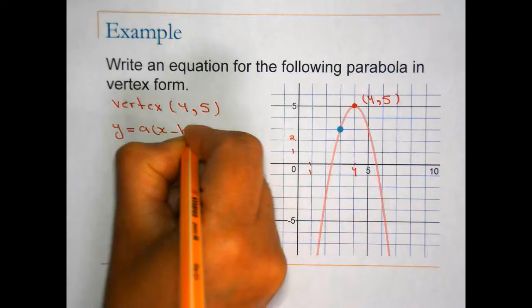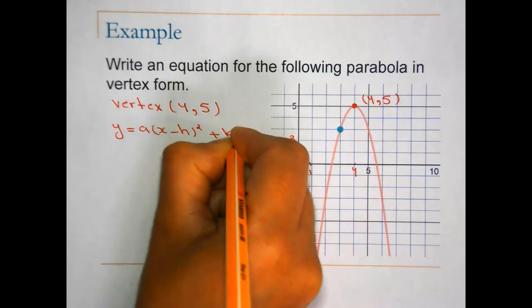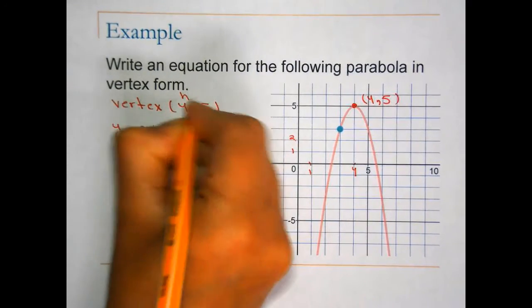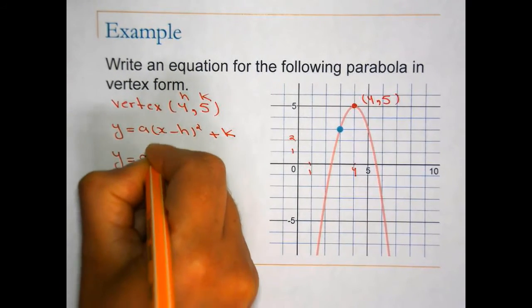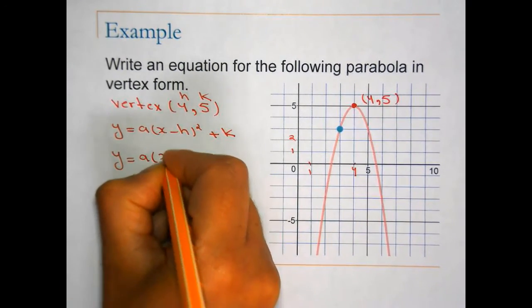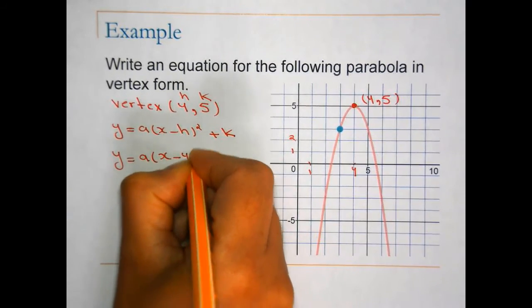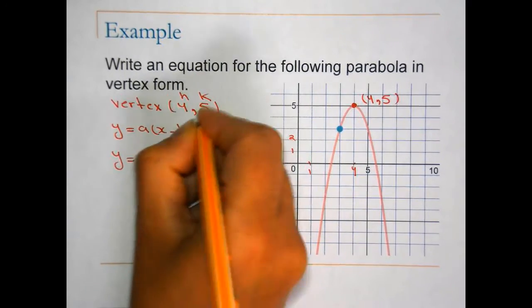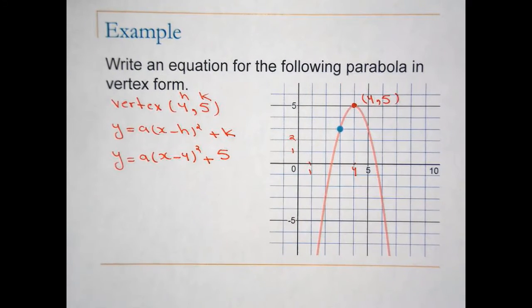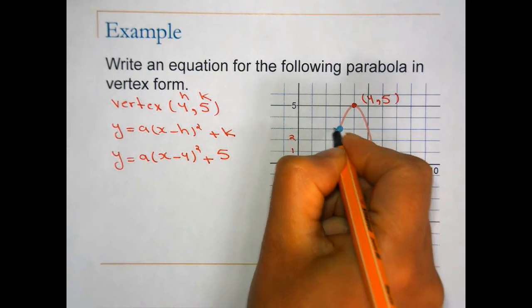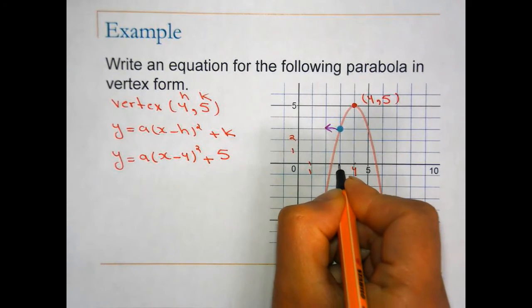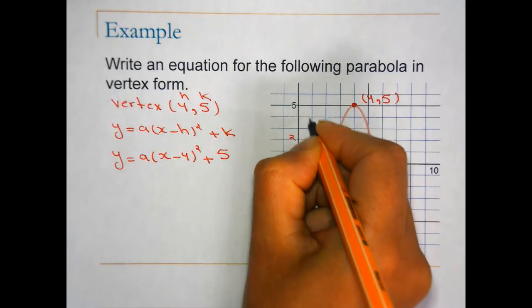x minus h squared plus k. So we know our h and k. So y equals a, we don't know a. h is 4, so here you are going to have minus 4. You know the opposite, plus 5. Now we need to sub a point to be able to find a. So this is the point I've picked, which is 3 and 3.